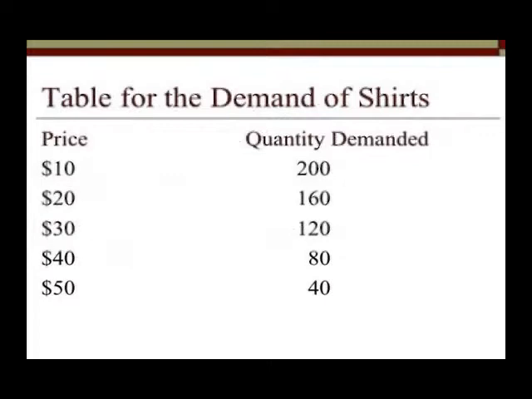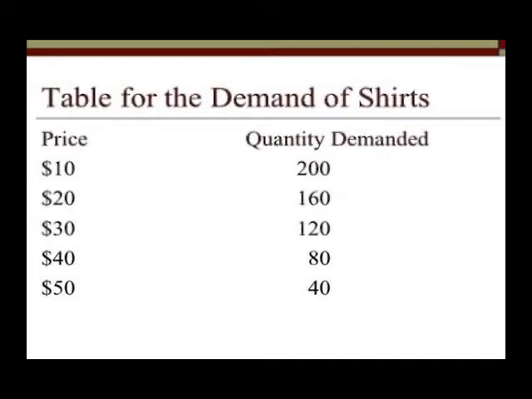Now, just taking a look at this table, you can see that there are various prices. They range from $10 to $50, and they increase by $10 increments. And you can see that we have various quantities demanded at specific prices. Now, if I were to ask you, what is the quantity demanded of shirts, you would have to ask me, at what price? Well, for instance, at $30, the quantity demanded is 120. At $10, the quantity demanded is 200. Again, just remember, quantity demanded is price specific.